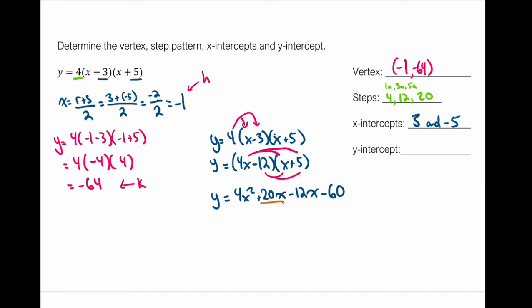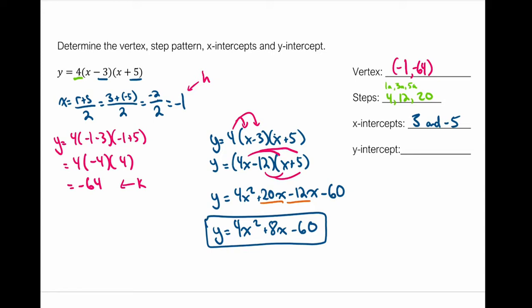I can see I have two like terms in the middle, similar to what I've found before. I'm going to go through and simplify it. 4x squared plus 8x minus 60. This is my standard form, and I can see that my c value is right here at the bottom. So my c value, my y-intercept, is negative 60, or you could say (0, negative 60), the point specifically.